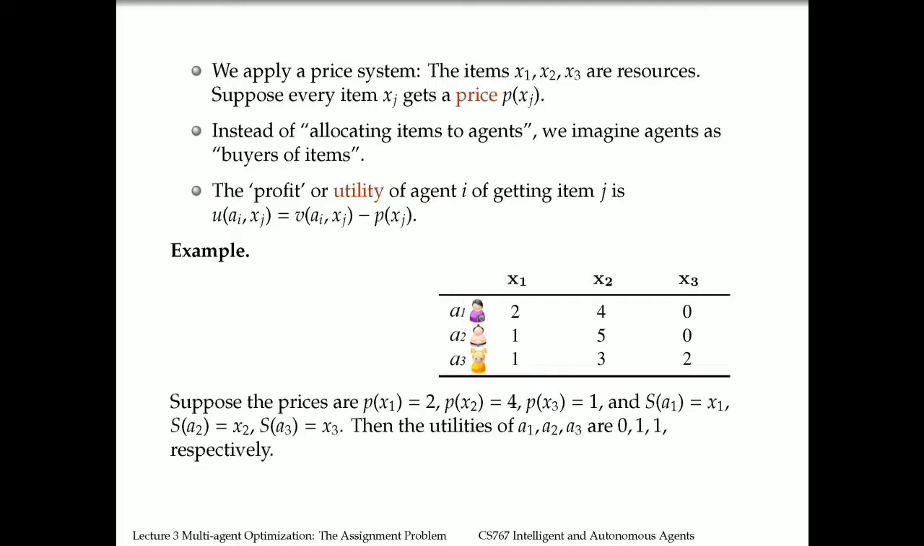So if we fix the price of the items x1, x2, x3 as 2, 4, 1 respectively, and we eventually have an outcome so that agent 1 purchased x1, agent 2 purchased x2, agent 3 purchased x3, then you can see the utility of agents 1, 2, 3 are respectively 0, 1, 1. Then, of course, the total utility of the whole setup would be 2.